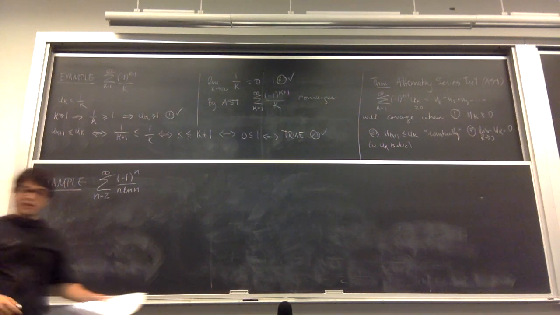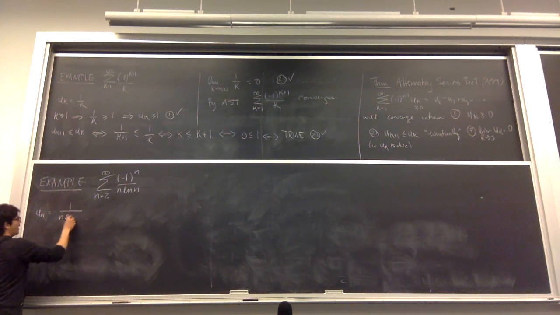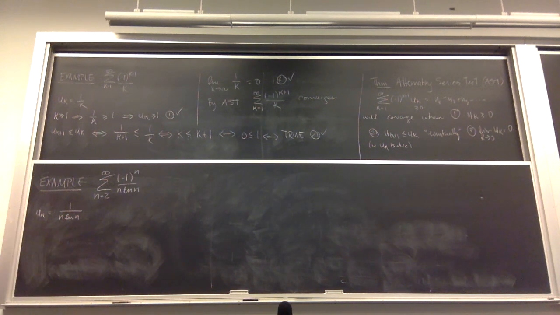Okay, so let's do this one together. We'll just walk through it. What are the three things that we have to hit? Okay, so the first thing that we should do is actually write down what u is. Right, so in this case, what is u of n? 1 over n ln n.